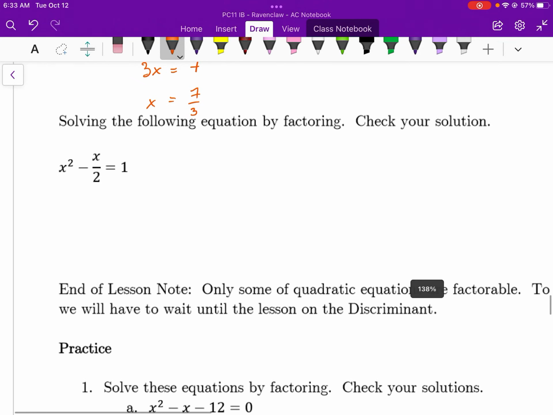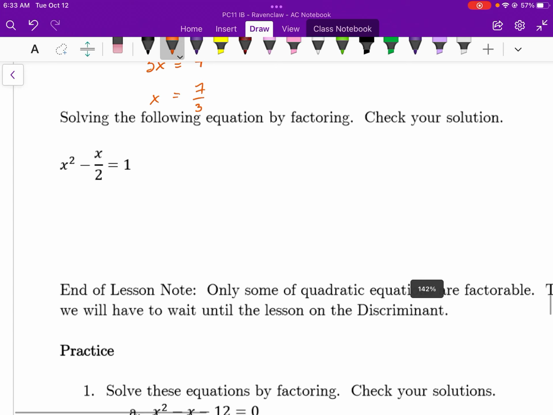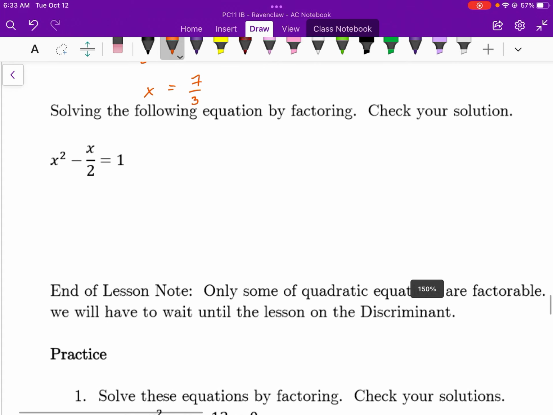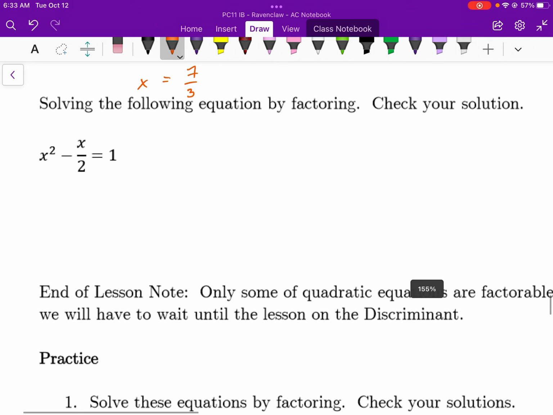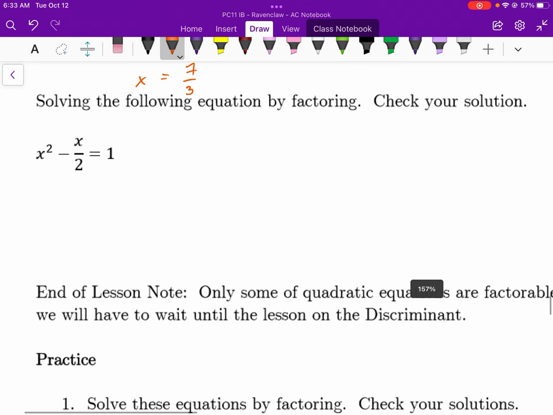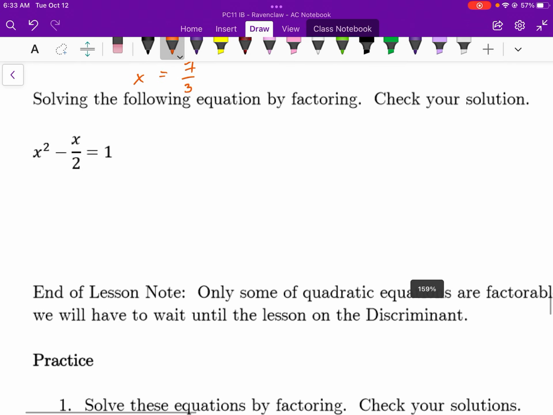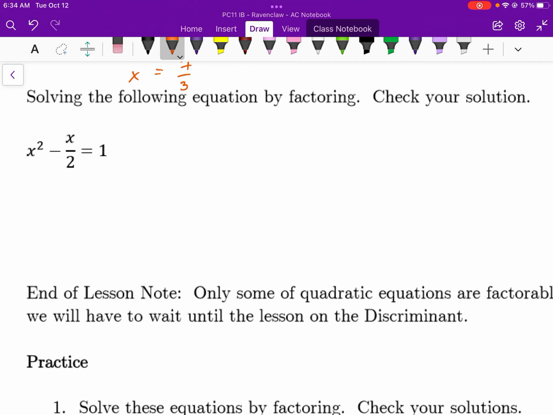So our next example, we're going to be solving the following by factoring. We're going to check our solution. Again, like the previous example, I will let you check the solution using graphing. So I think I'm going to use the zero product property because it's the only thing I know right now to solve a quadratic equation. So I'm going to equate one side to 0.